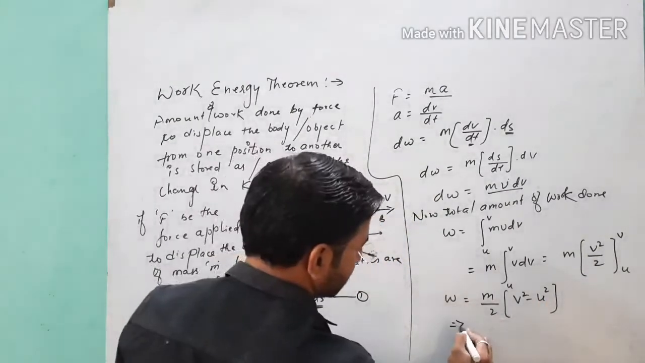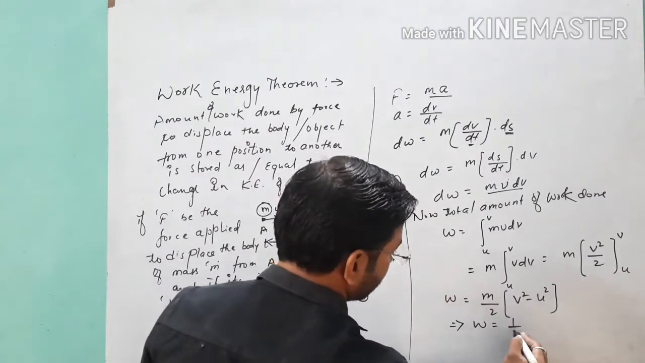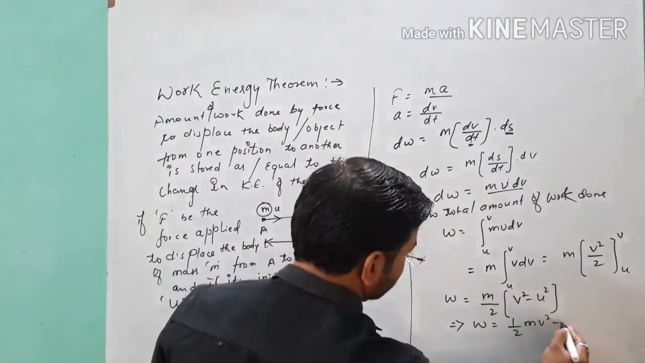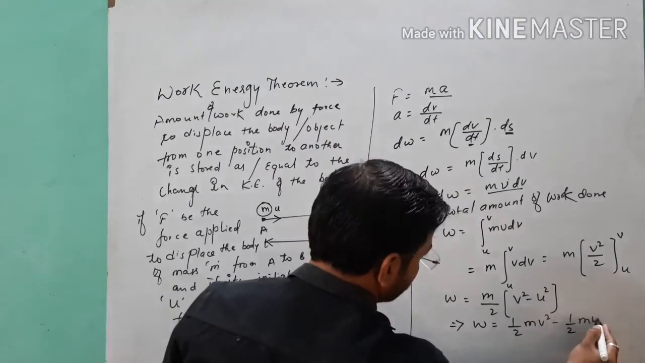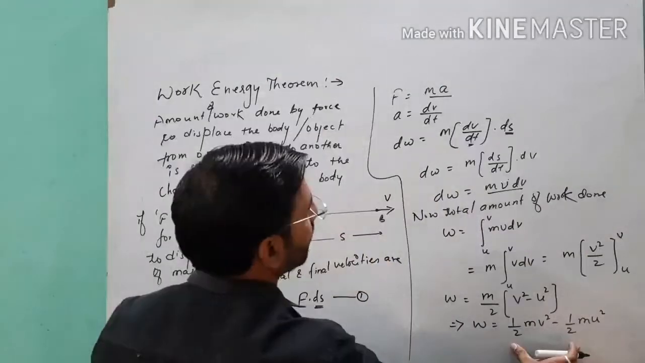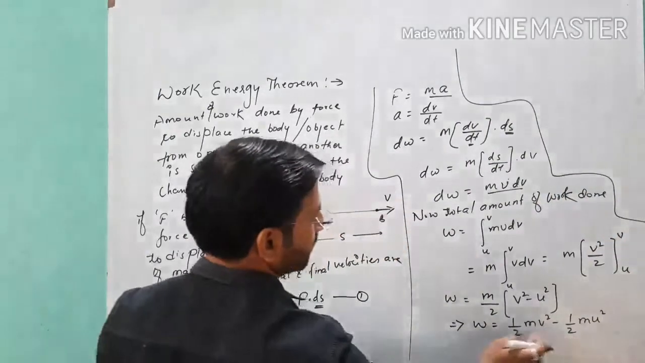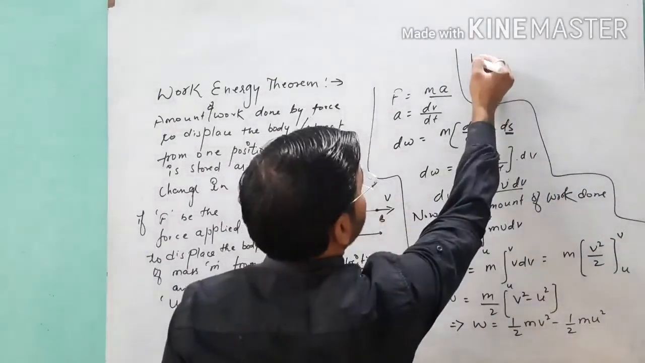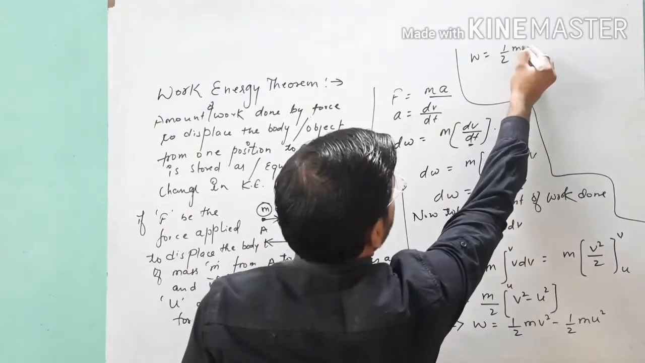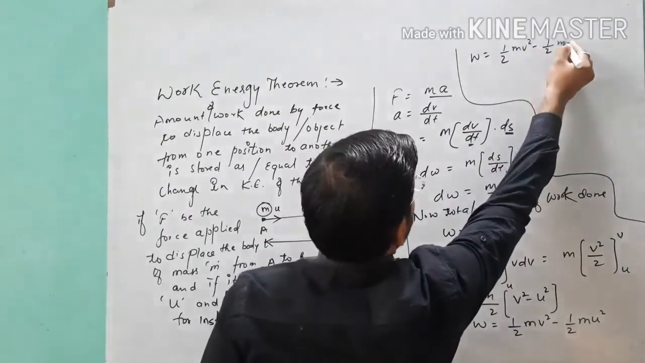So we can adjust this formula: W is equal to half m v square minus half m u square.